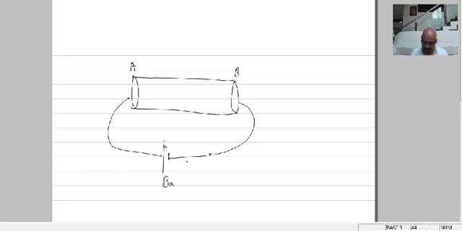Now you can assume that end A is at a higher potential and end B is at a lower potential, because end A is connected to the positive terminal of the battery and end B is connected to the negative terminal of the battery. If this happens, then you know that the free electrons present inside the conductor, because they are negative, move towards the positive end of the conductor. In this direction they move. So the electrons move towards the positive end of the conductor.